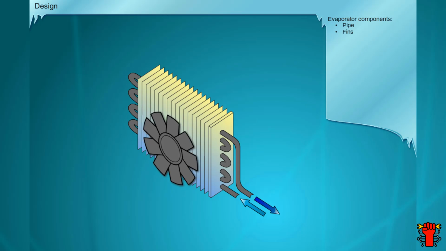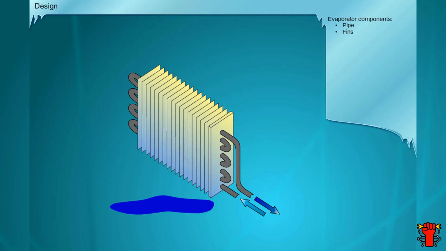Inside the evaporator, the refrigerant absorbs the heat and evaporates. Outside, however, something else is taking place. The moisture in the surrounding air condenses onto the evaporator. The resulting amount of liquid must be diverted.